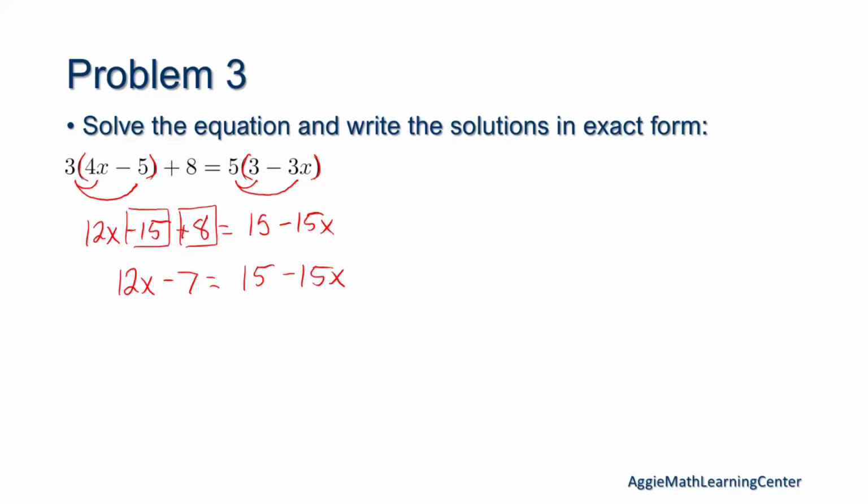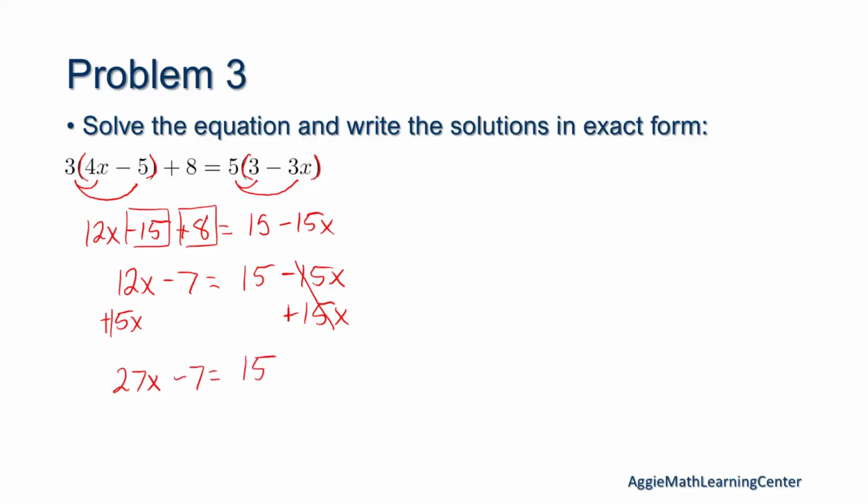So you can move all of the x's to one side of the equation and all of the numbers to the other side. Do you guys want to move the x's to the left or right? Either will work, it's personal preference. So if we want to move the x's to the left, I'll add 15x here. Because it's subtraction, we're going to add it, do that inverse. Add it over here. So 12x plus 15x is 27x minus 7 equals 15.